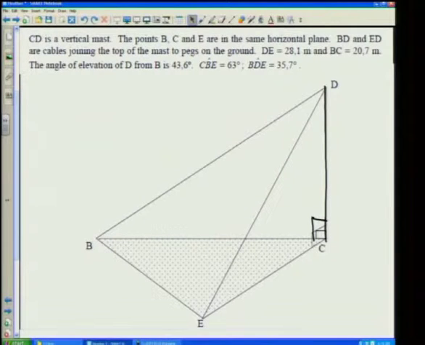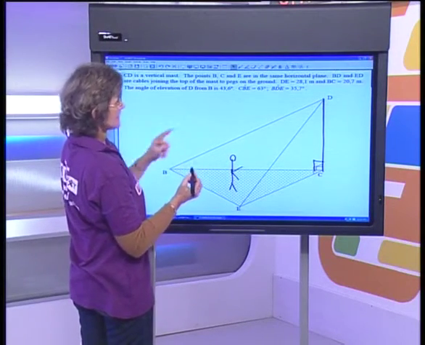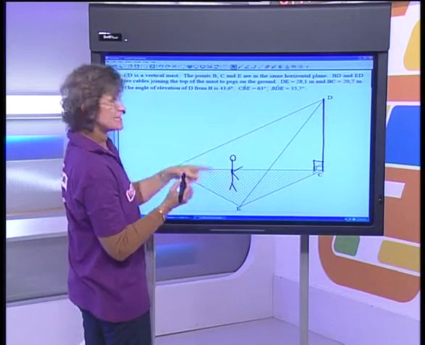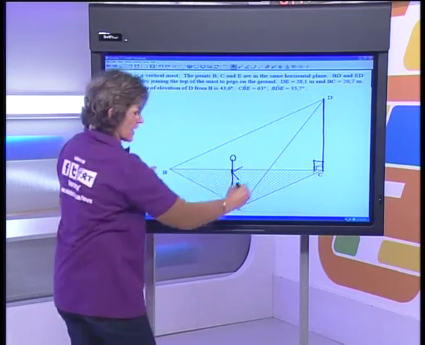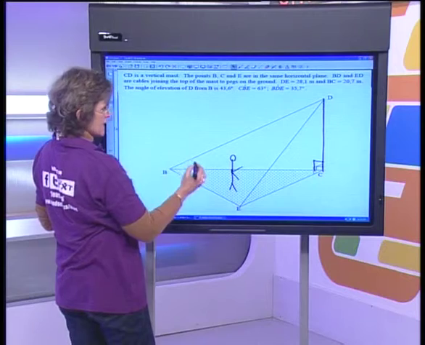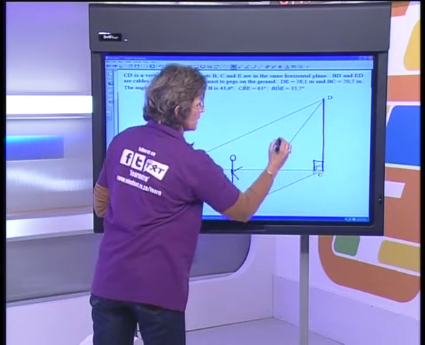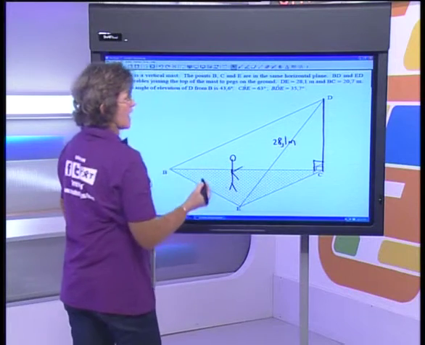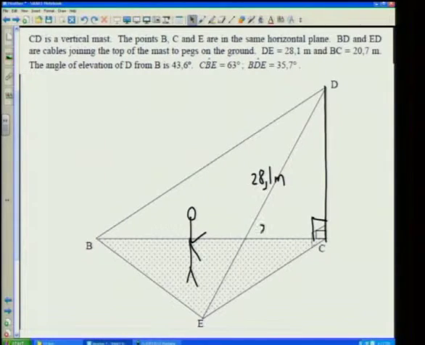The points B, C, and E are in the same horizontal plane. All right, so this here is your ground level that's all dotted, that's going along the ground, okay? Then it says that BD and ED are cables. So this is a wire, okay? Coming from the top of the mast, there's wire coming down to pegs in the ground. And they're telling us that from D to E, it's 28.1 meters. And from B to C, it's 20.7 meters.